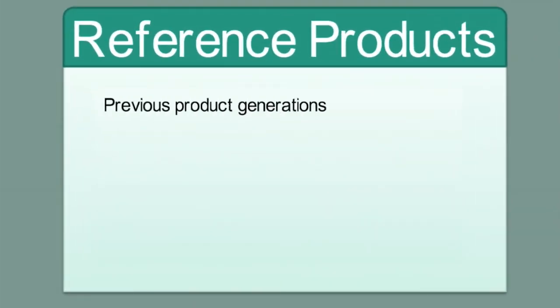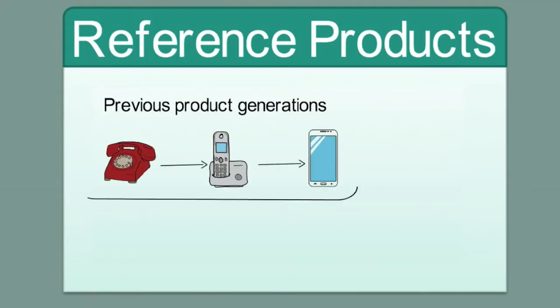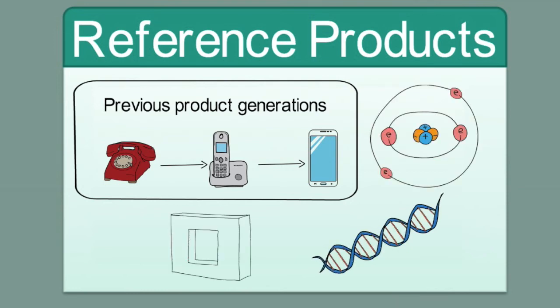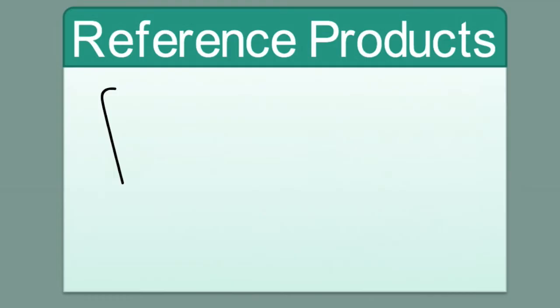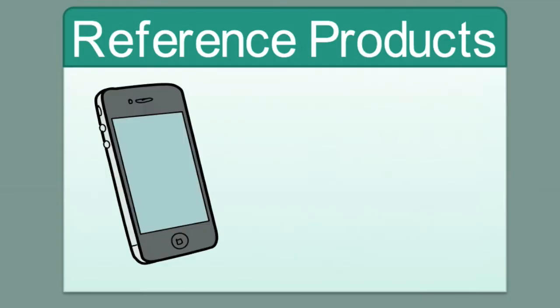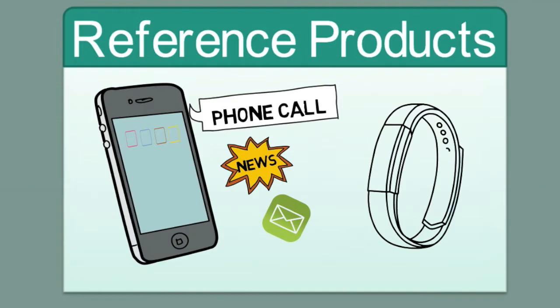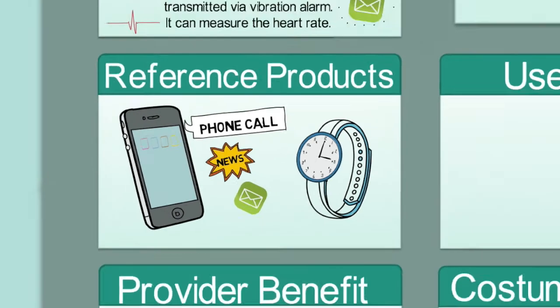Potential reference products are crucial for the product profile. It may contain previous product generations as well as external reference products from completely different fields. One reference system of the Apple Watch is the system software of the iPhone. It includes the most relevant functions of the iPhone, for example, receiving messages and news and making phone calls. Another reference system is the wristwatch because of its wearing comfort and the structure of the watch strap.